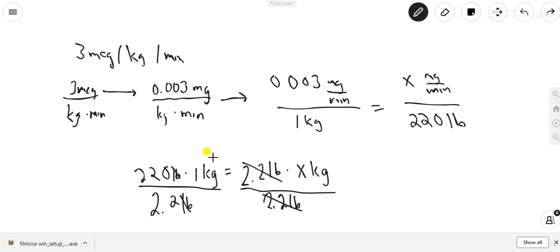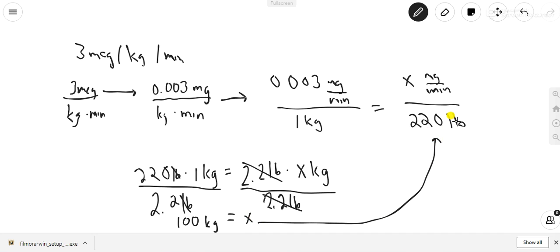And when we reduce this, when we divide 220 by 2.2, we get 100 kilograms, because that 1 is multiplied by 100, it still is 100. 100 kilograms equals X, and X we know is in kilograms. Okay, so now we can take this 100 kilograms and replace the 220 pounds in this proportion that we were trying to find.